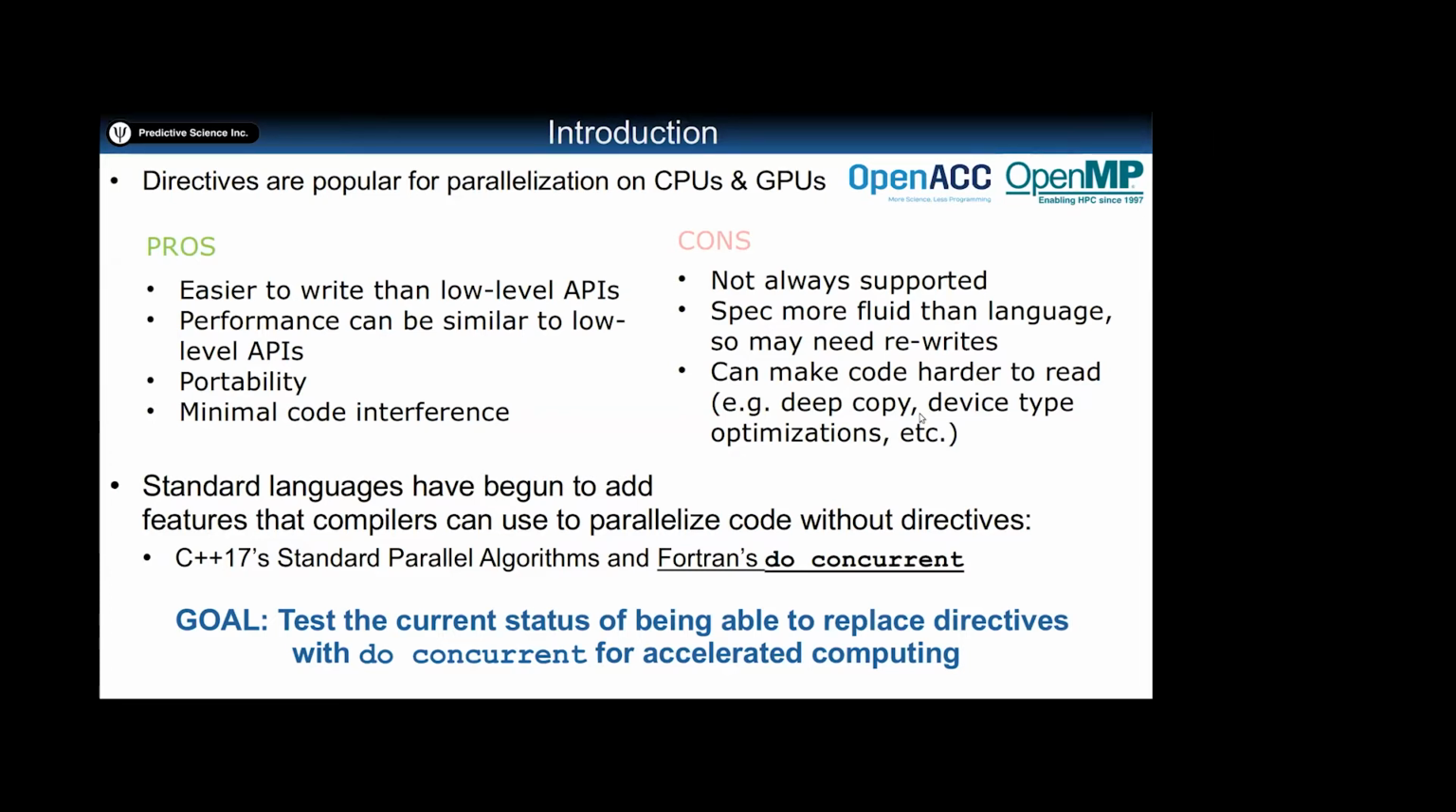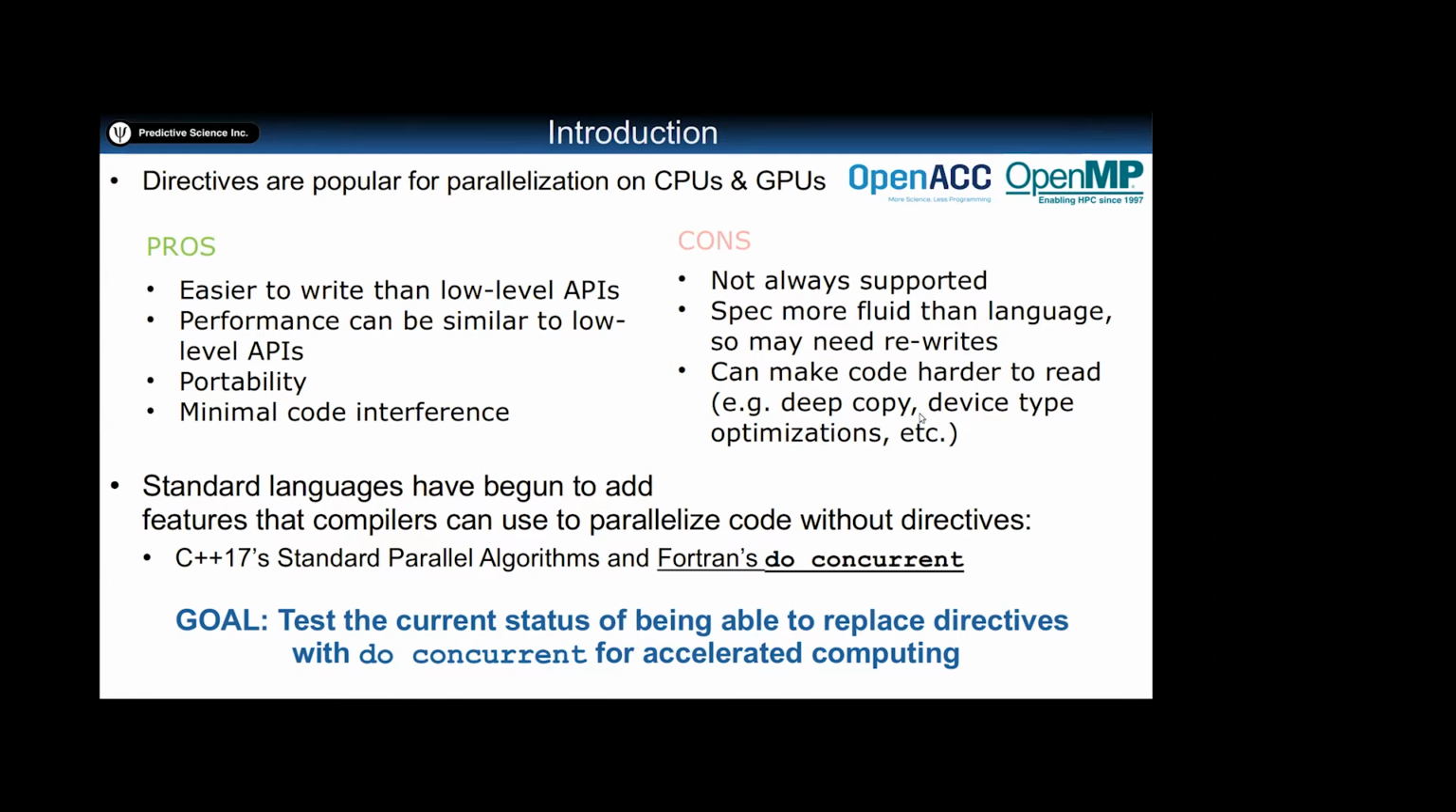You know, they're easier to write than low-level APIs. The performance can be similar to low-level APIs sometimes. They do have some degree of portability, and they have minimal code interference so that domain scientists don't get freaked out by a bunch of complicated CUDA code, for example. But the cons are they're not always supported on every platform, like we just saw. Also, their specification scheme is more fluid than the language spec oftentimes. So sometimes it requires you to rewrite how you do your directives once a new version comes out or they make something better. Also can make the code harder to read.